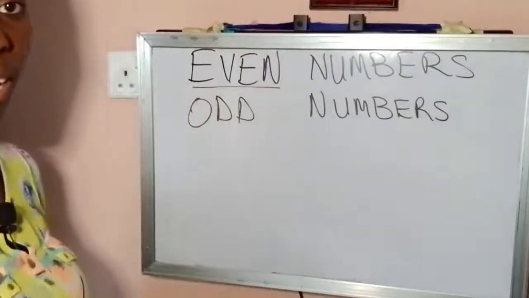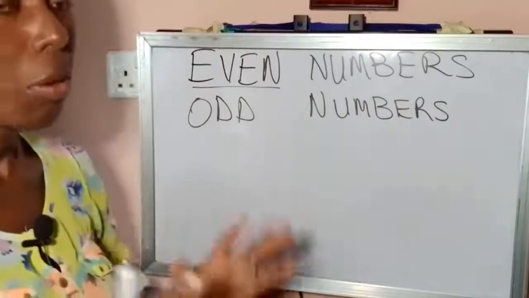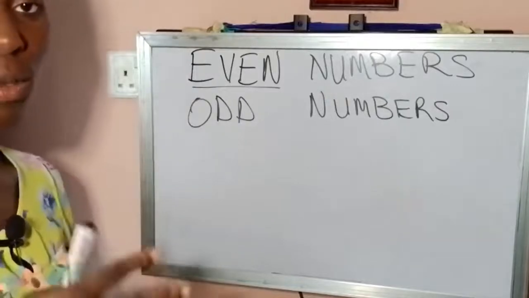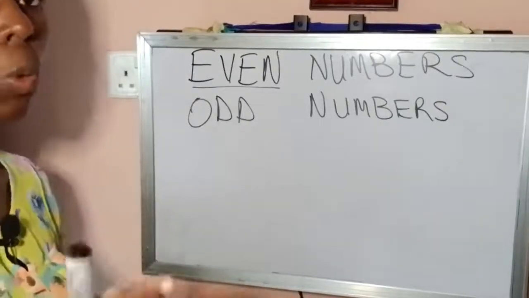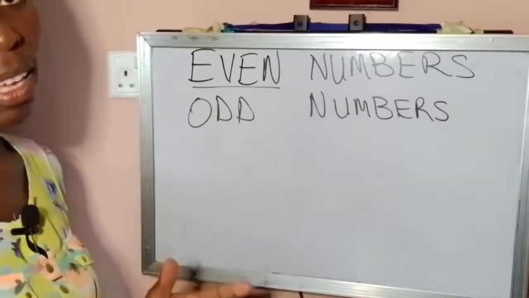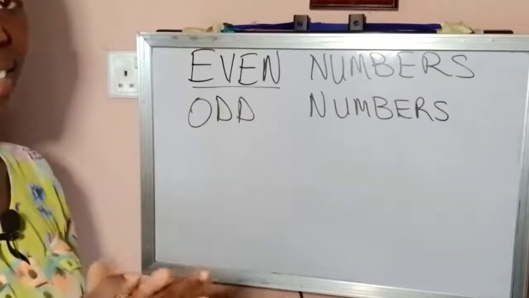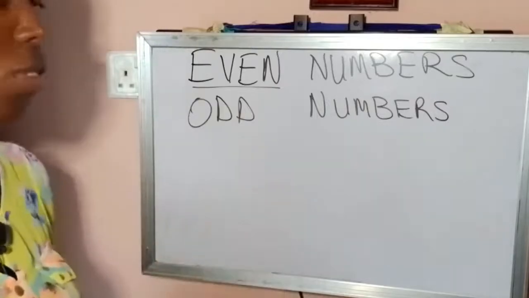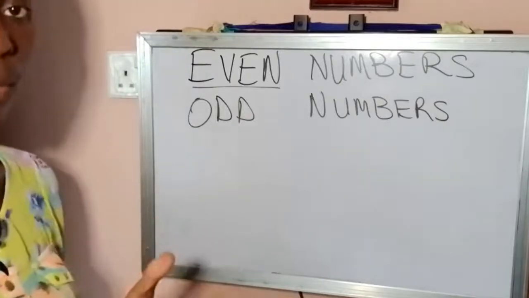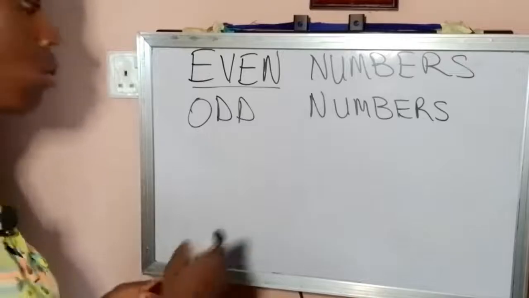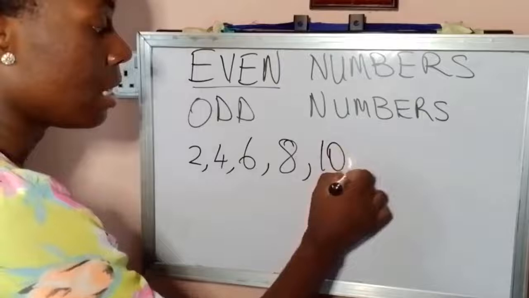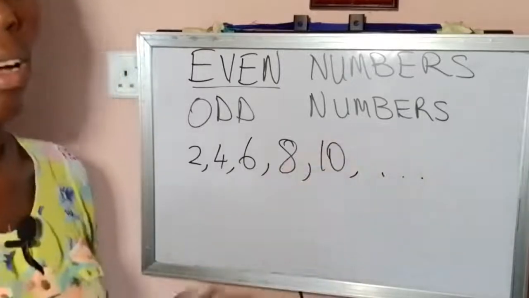An even number is a number that can be divided by 2 without a remainder. Or you can say an even number is a number that can be divided into 2 equal groups or 2 equal halves. Okay? So now, what numbers can we say are even? Even numbers are numbers 2, 4, 6, 8, 10. The list goes on and on.